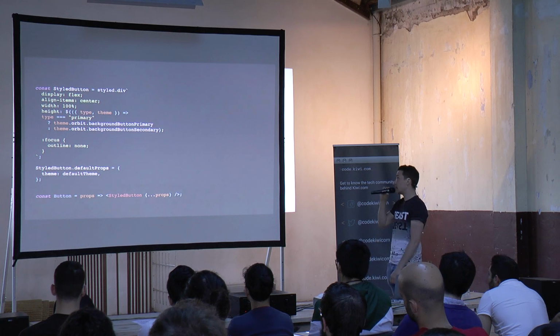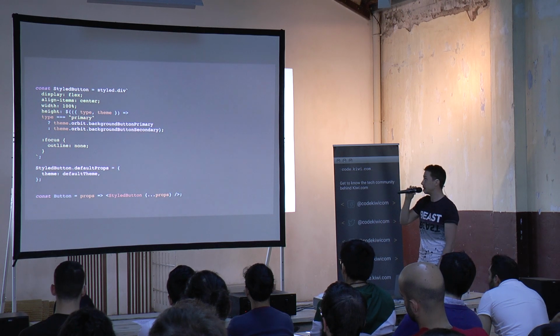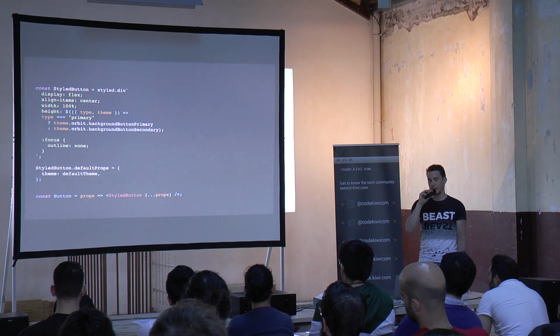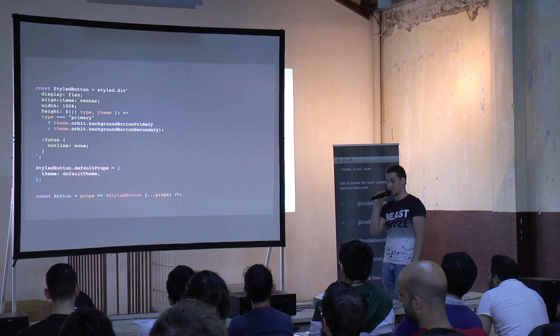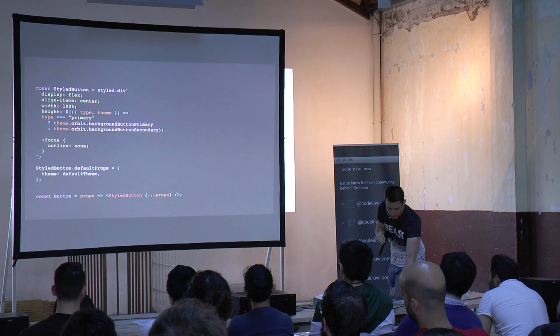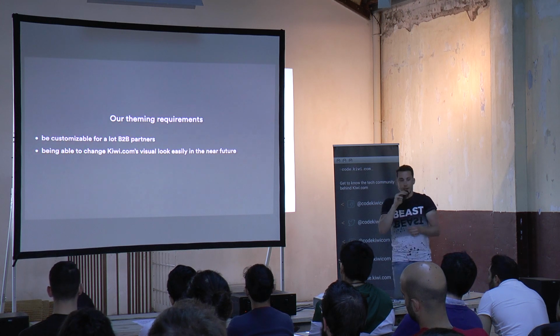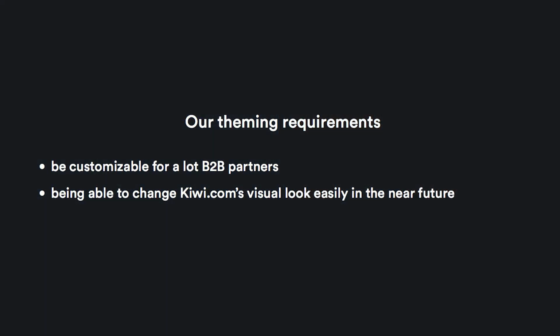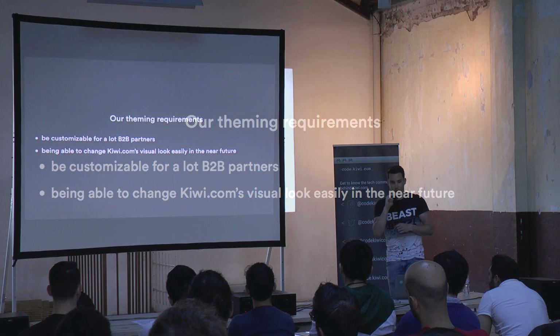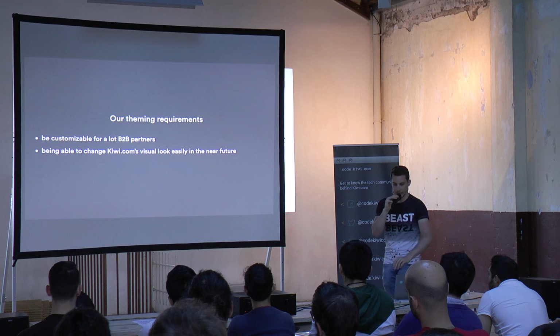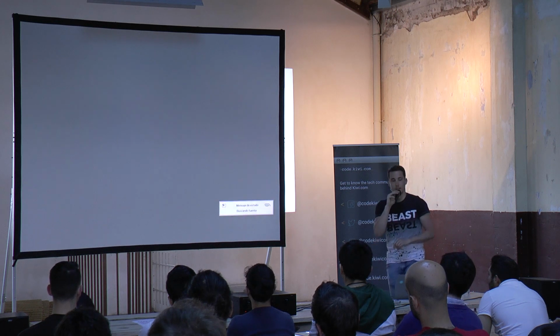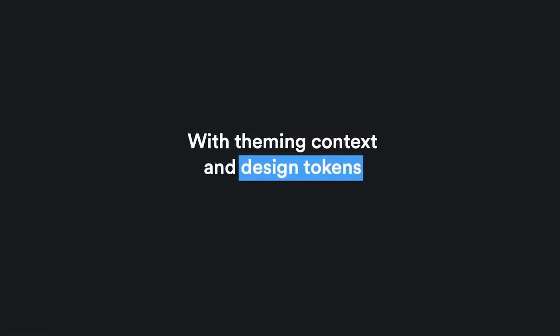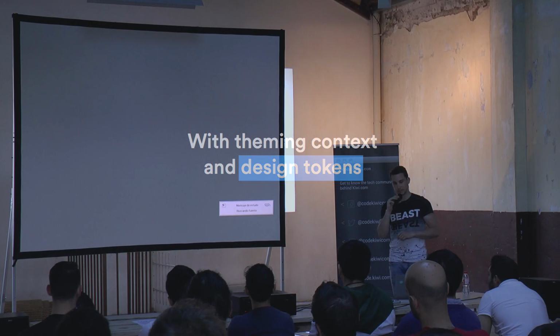The last amazing thing that you can see is that we are using the theme property. It comes from theming. And the entire theming in Orbit components has other requirements because we need to support a lot of visual brands or partners. And we do it actually with the styled components theming context and also design tokens.